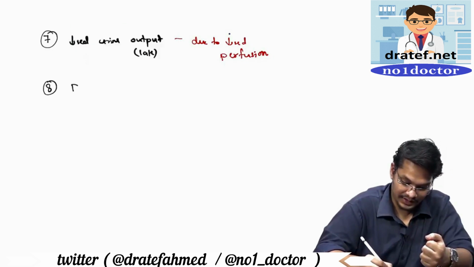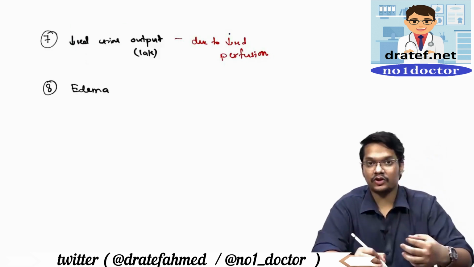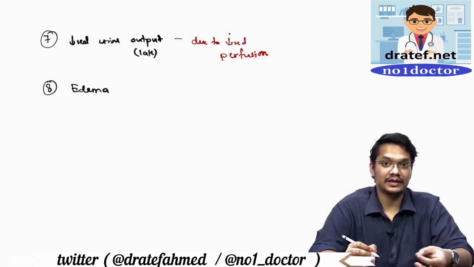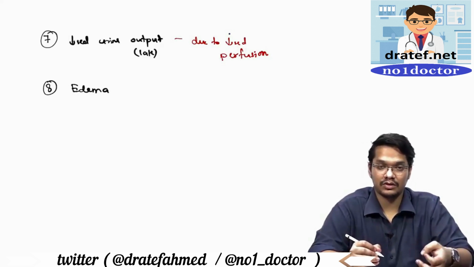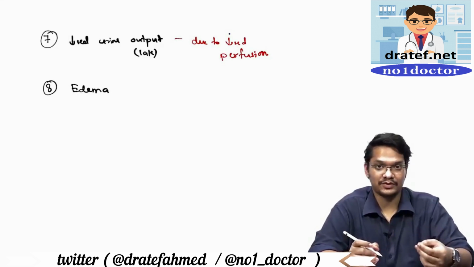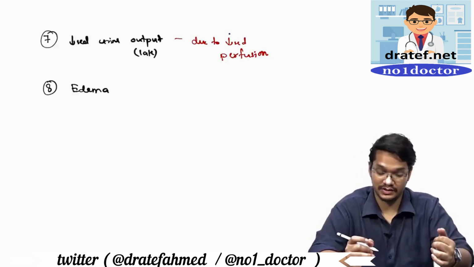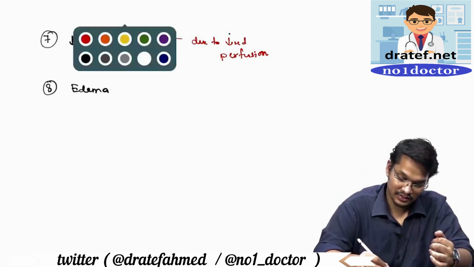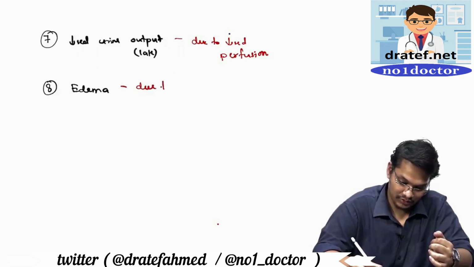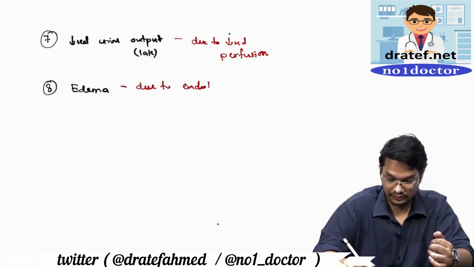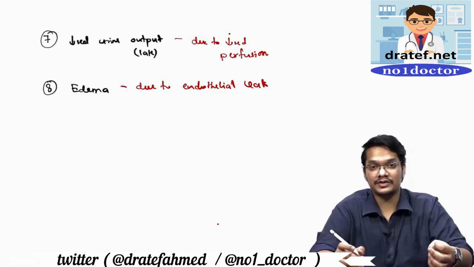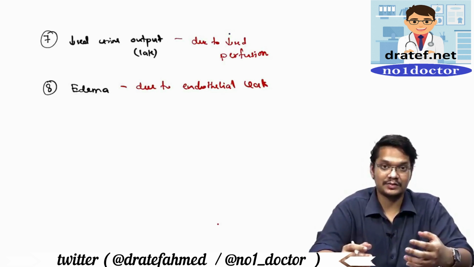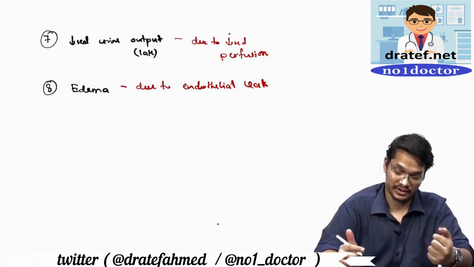Eighth, edema. Now edema is not a common finding in shock. It occurs mainly in distributive shocks such as anaphylactic shock or septic shock. These are the two main types of shock in which edema occurs, and edema occurs due to endothelial leak. In both anaphylactic shock and septic shock, certain mediators are released in the blood which lead to increased permeability of the endothelium, and hence tissue edema occurs.